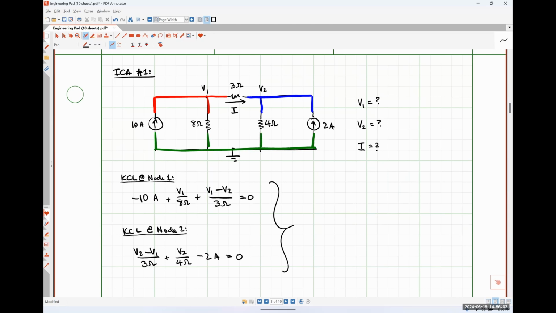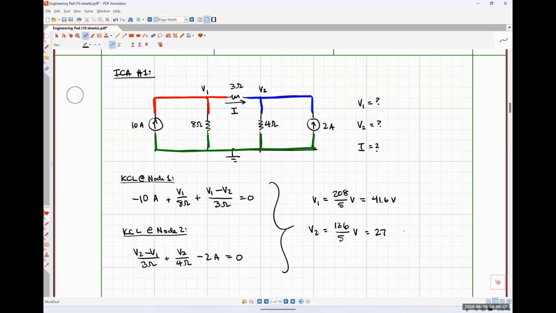When I solve this system, I get V1 is equal to 208/5 volts, and V2 is equal to 136/5 volts. And if I press the button that converts those into decimal numbers, I get 41.6 volts and 27.2 volts, which agrees exactly with what the answers are on the in-class assignment sheet.